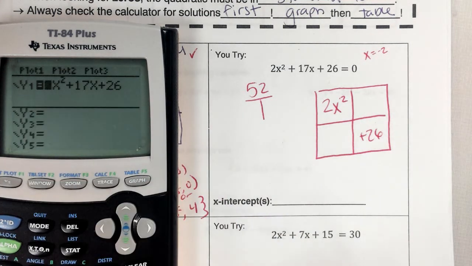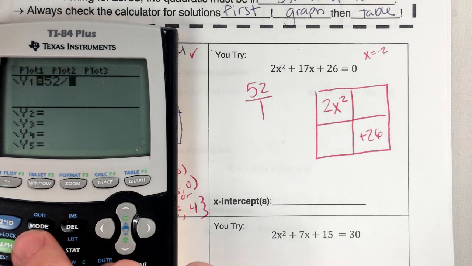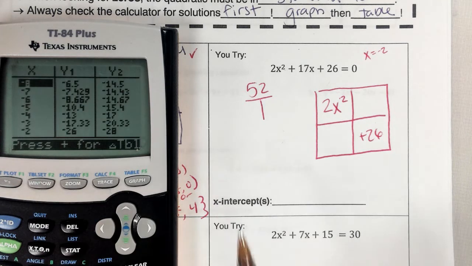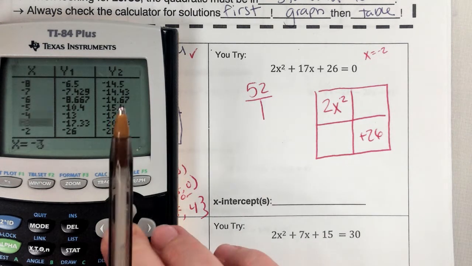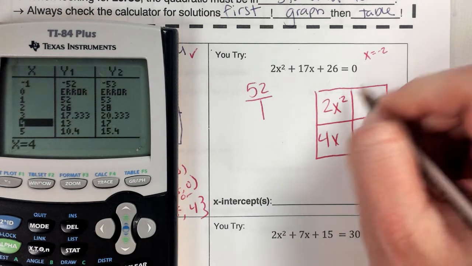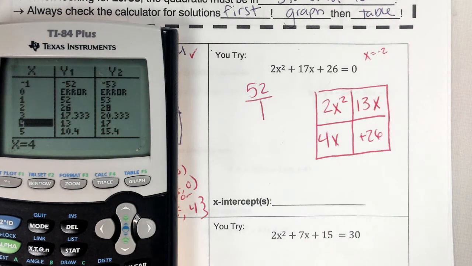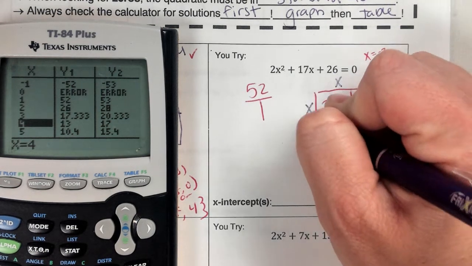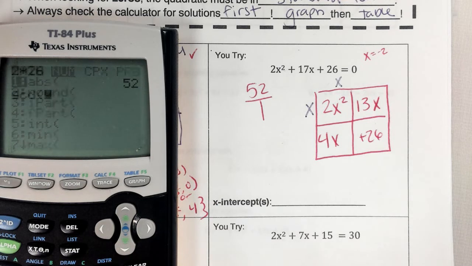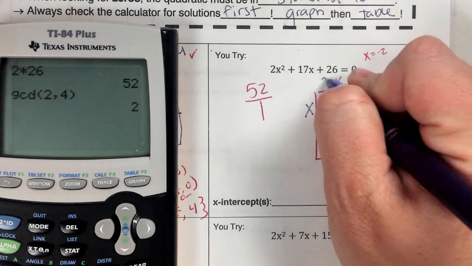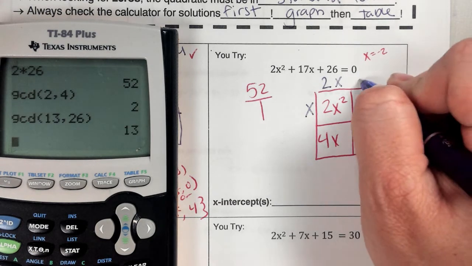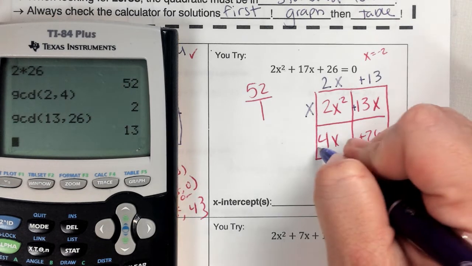So I'm going to do 52 divide x, 52 divide x plus x, and I'm looking for b, which is 17. So there's -17. Let's go down to positives. So it's 4 and 13. And knowing that, I'm going to find my GCF. So remember, x always goes here and here. I can do math right. Math right, 9, 2, 4. So that's 2. Math right, 9, 13, 26. That gives me positive 13 because this is positive. This is also positive, so this is going to be positive.